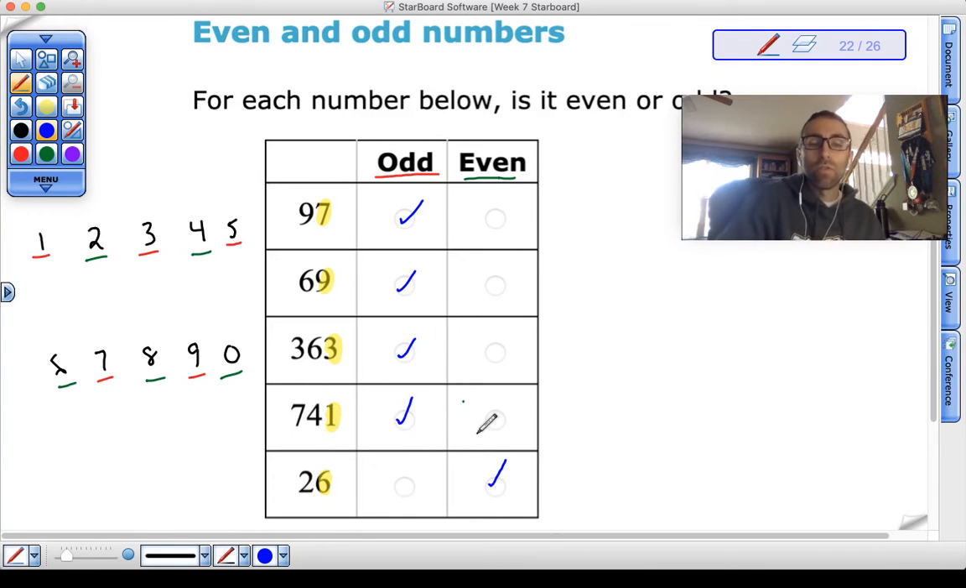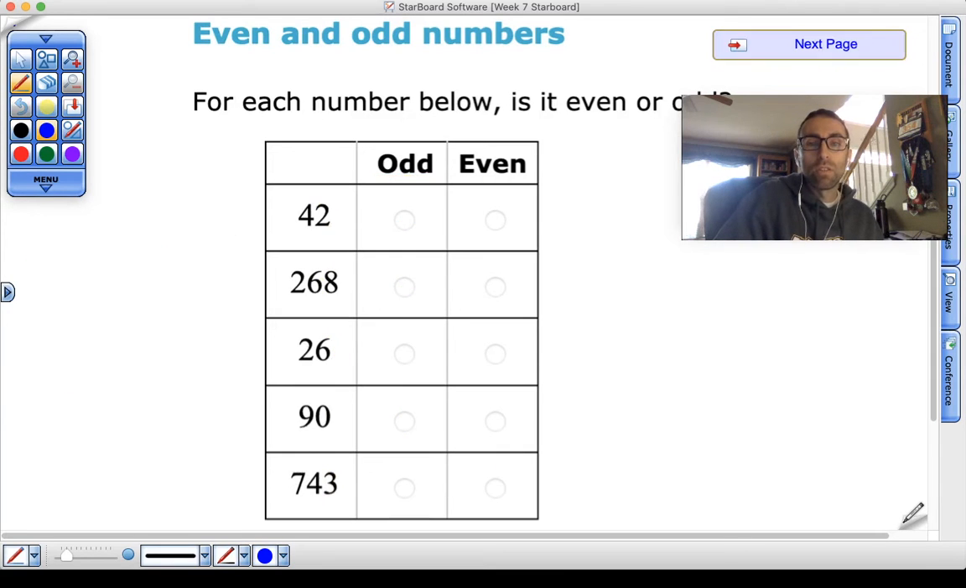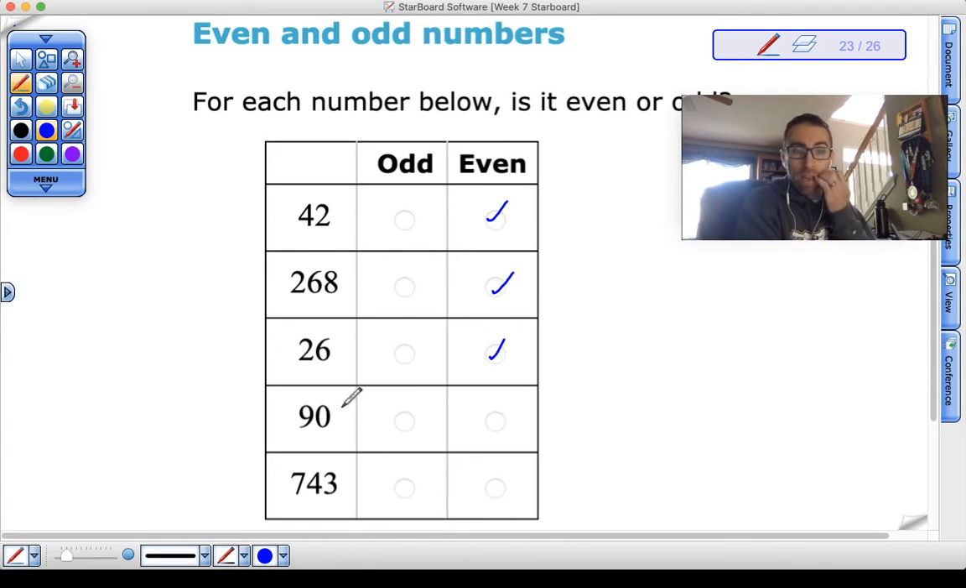So I'd like you to try the next section on your own. Why don't you answer these questions now. All right, now when you're going through those, 42, 2 is an even number. 268, also even. 26, 6 is an even number. Seeing a pattern here. 90 ends in a 0, also even. And 743, that is our first odd. So hopefully you had those.